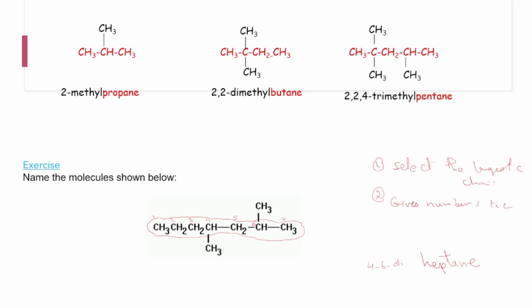If I number the carbon chain from the other side, the right hand side, the numbers will be 1, 2, 3, 4, 5, 6, 7, because I have to give them the least possible number. I have to start the numbering so that the methyl groups have the least possible numbers. If I start from the right hand side, the methyl groups take numbers 2 and 4.